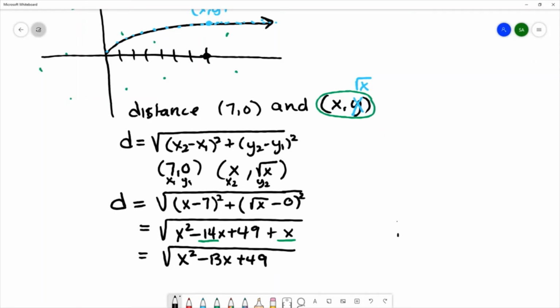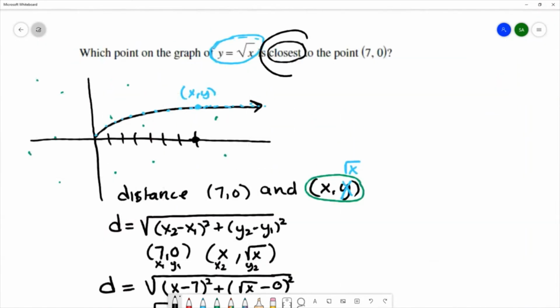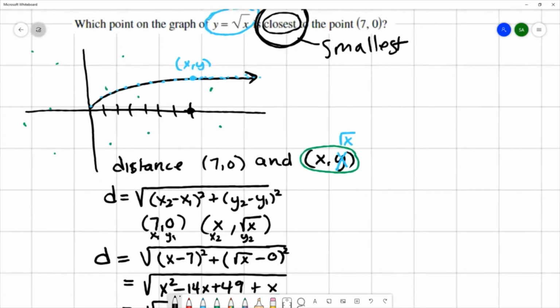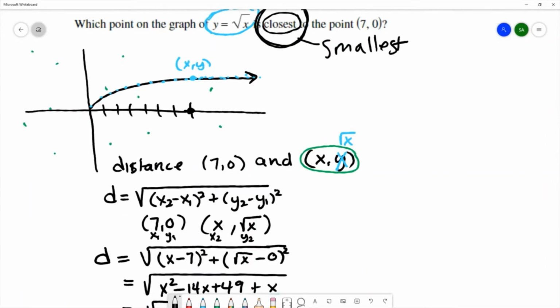Okay, so now I have a formula which represents the distance between the point (7, 0) and any point on the curve square root of x. And my goal is to find the closest point, and that's where my calculus is going to come in. So to find the closest point, I want to have the smallest distance, and that would be to find my relative minimum for this.